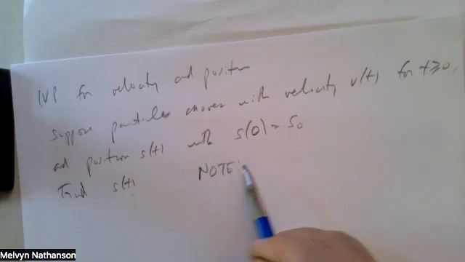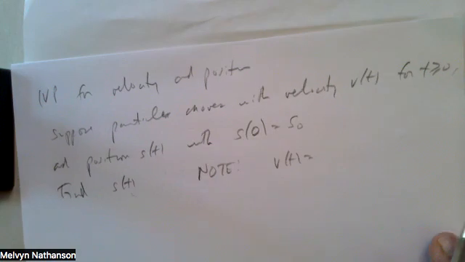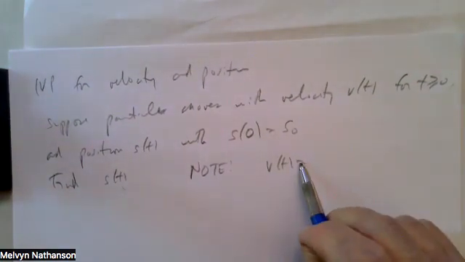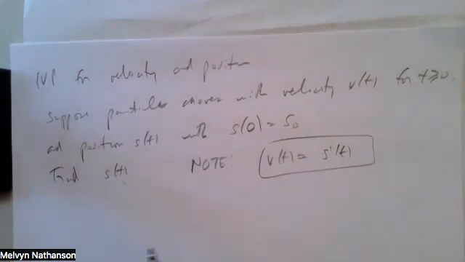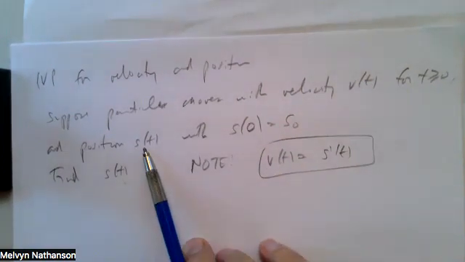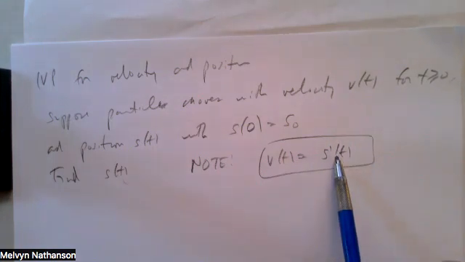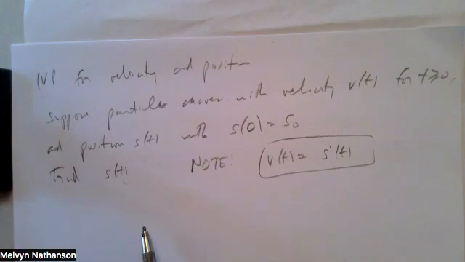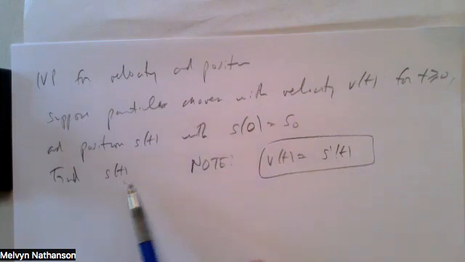And note, what is velocity? Velocity is the rate of change, or the derivative, of the position. That's the definition of velocity. If the position of the particle at time t is s of t, the velocity at time t is s prime of t. So if you're given the velocity function and the initial position, this is an initial value problem. You're given the derivative of s and a particular value, an initial condition for s.